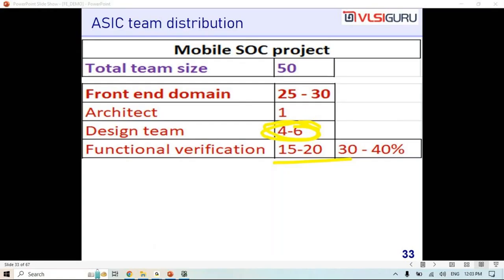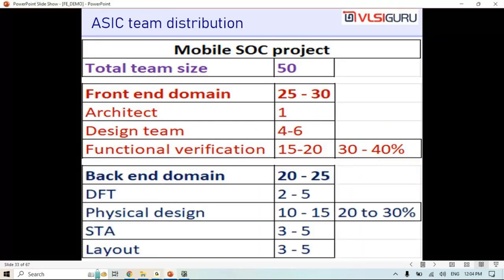But when I'm verifying, I have to verify everything thoroughly. Is everything working fine or not? There I need more verification engineers. So what percentage of the team is verification engineers overall? 30 to 40%. Of my 50 people, up to 40% itself is the verification team.